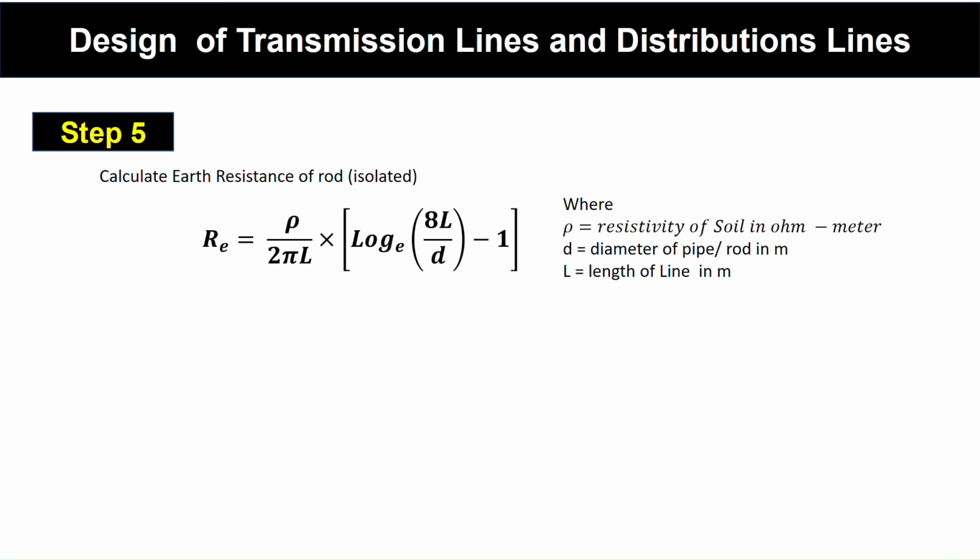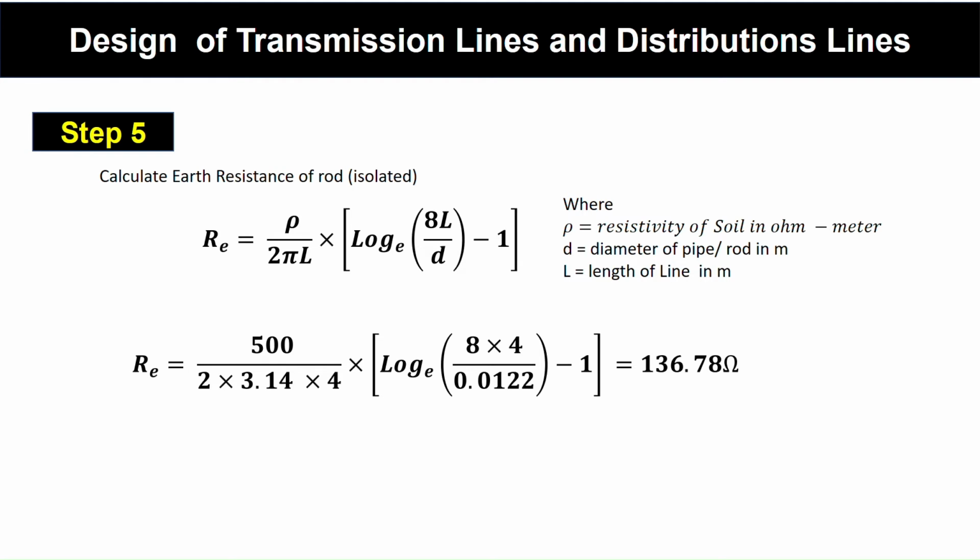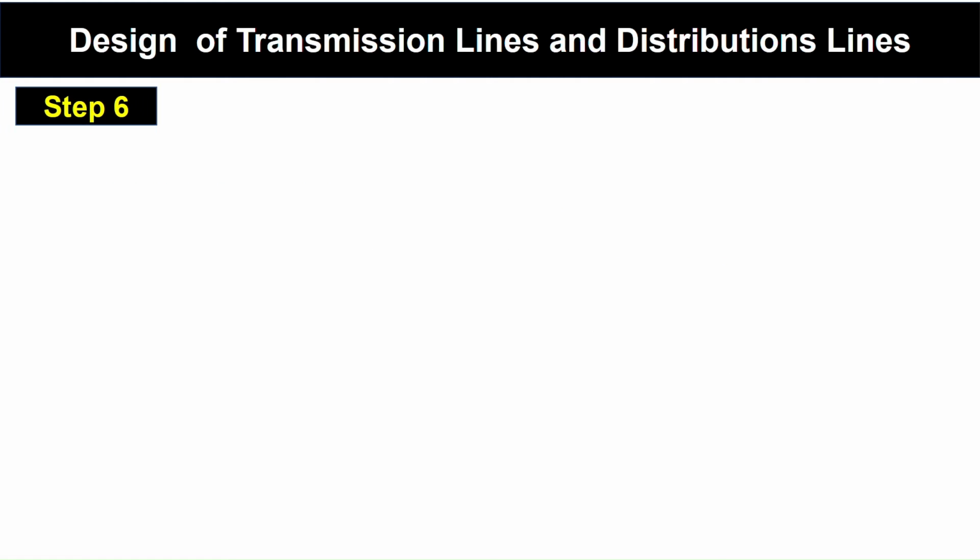Putting these values in this equation, we will get the Re, that is the resistance of a rod. Re equals 500 divided by 2 into 3.14 into 4 into log of 8 into 4 divided by 0.0122 minus 1 equals 136.78 ohm. This is the resistance of a rod, isolated rod, one rod. Step 6.